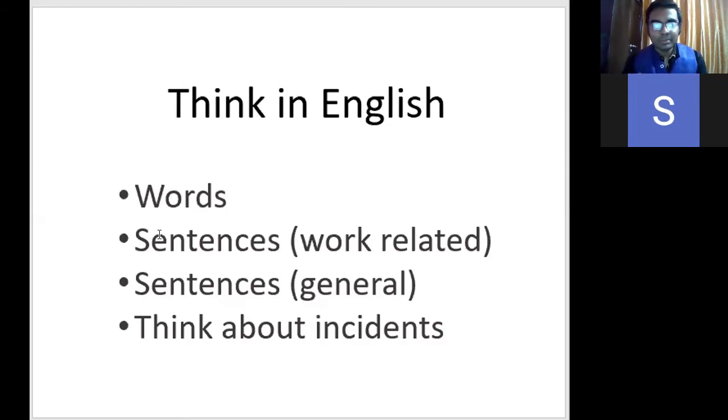I communicate with my management. I pass on the information from my superiors to my juniors. I work for 9 hours a day. These are work related sentences, very small, short sentences, which you can start making and speaking to yourself in English. General work related sentences. Third one is sentences in general.